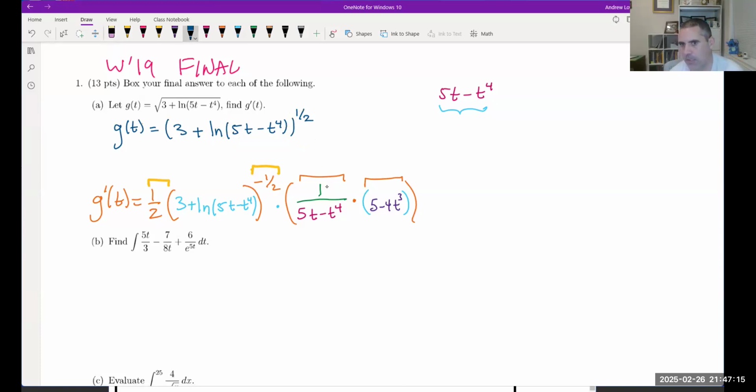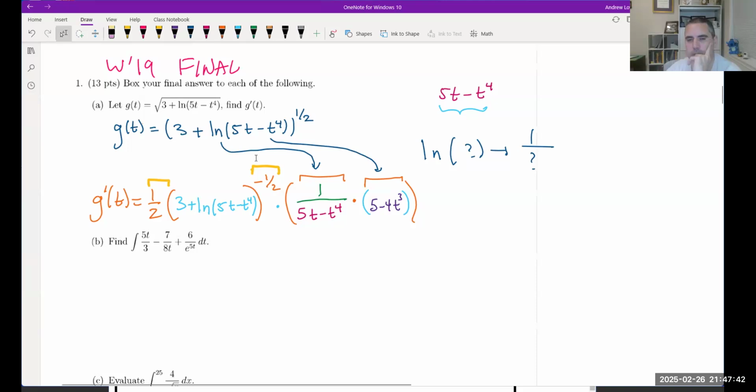So the 1 on the top cancels the log. Yeah, so the derivative of log of whatever is 1 over whatever. So that's what we used. So this was the derivative of the log part. This was the derivative of the inside of that, and the derivative of the 1/2 was out here. Okay, so there's breaking down the chain rule.